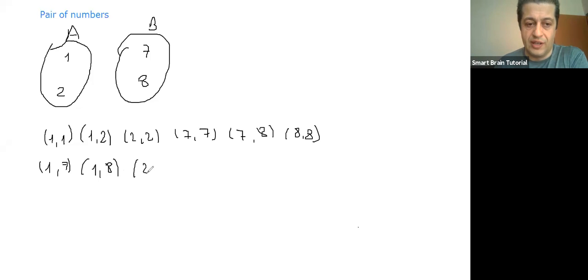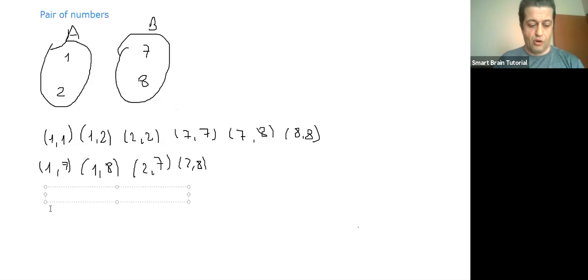Or 2 and 7 and 2 and 8. So these are the possible combinations of these values in order to form pairs of numbers. However, we are not interested in all of them, but sometimes we are interested in ordered pairs.